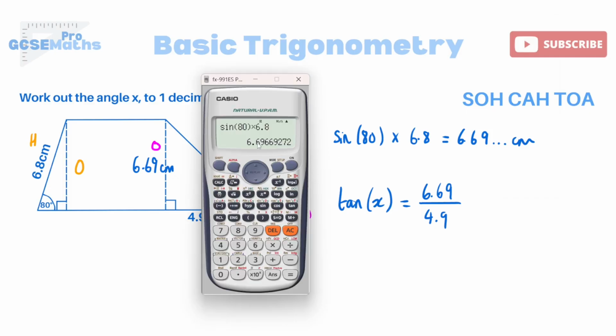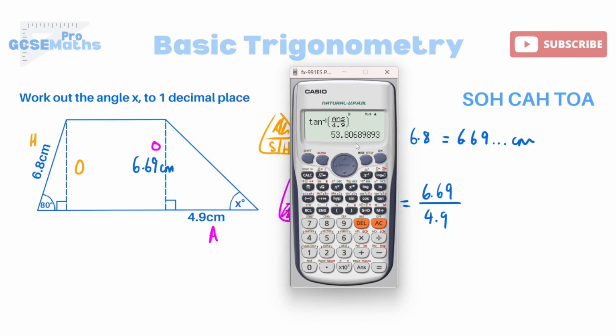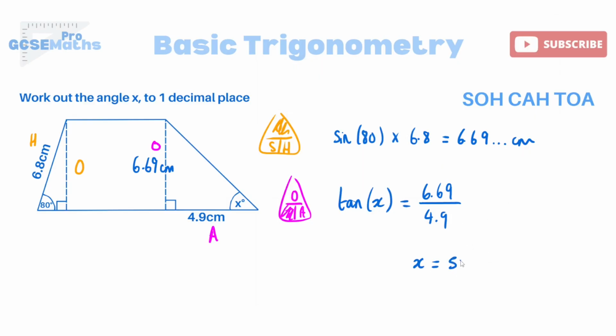Bring my calculator back. As you can see, I've still got the answer there. So what I can do is just copy that in full, but I do need to do tan inverse because I'm finding an angle. Whenever you're finding an angle with any type of trig, you always do inverse. So to the power of -1. As you can see, so inverse, I've got obviously my answer copied, the 6.69 over 4.9, which now gives me my actual final answer. And because they said leave it to 1 decimal place, I can now round that to 53.8. So x is 53.8 to 1 decimal place.